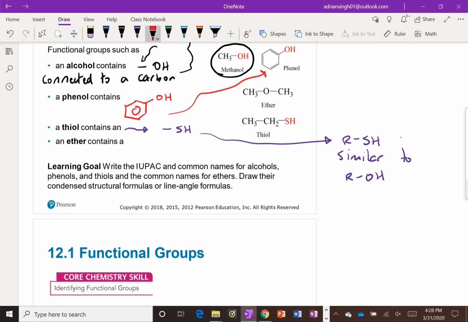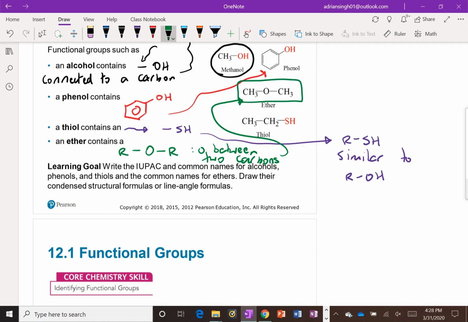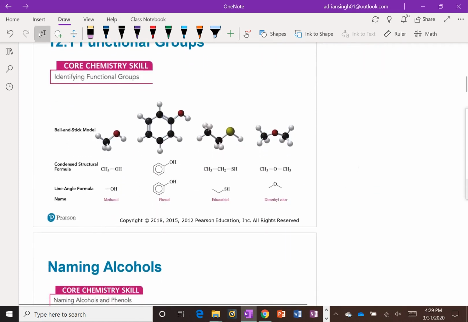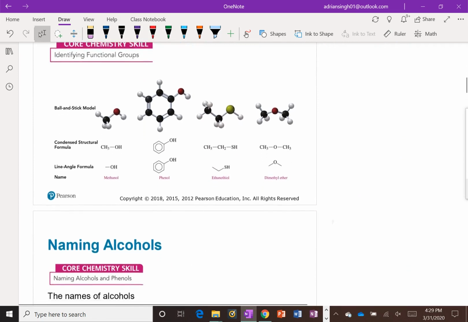And then finally here in this subsection, your ethers are going to contain an oxygen that's between two R groups. All right, so there's an oxygen between two carbons, in other words. And the simplest ether that you can have is going to have an oxygen between two methyl groups. And we saw these before briefly. Now we're going to take a look at some examples of these and how we name some of them.